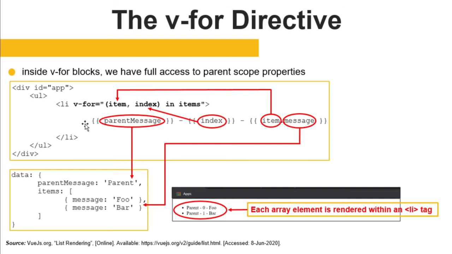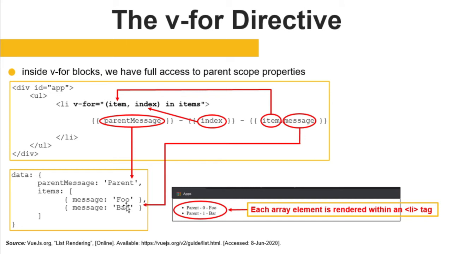Now, inside our li element, okay, according to our sample code, we will print the content of parent message as a property of the data model, okay, which contains parent as its value. Then followed by index. Okay, so if we will iterate within the first element, so this should be 0 because index always begins with 0, followed by the item.message again. Item represents the element. In our case, the first element is message foo, and we have to get the message property value, which is foo.